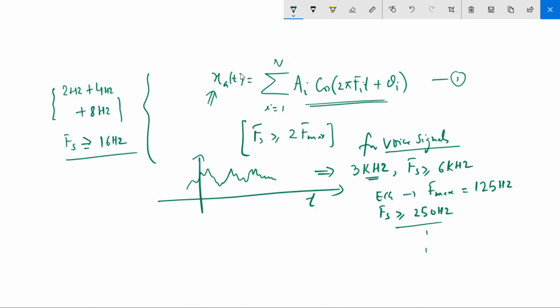Okay, so by making sure that your sampling frequency is greater than or equal to twice of the maximum frequency in the signal, what you basically assure is that the discrete signal that you get after sampling has its frequency limited between minus pi to pi. As a result, this is a unique mapping, or a one-to-one mapping. So you can easily reconstruct the signal from the sampled signal.